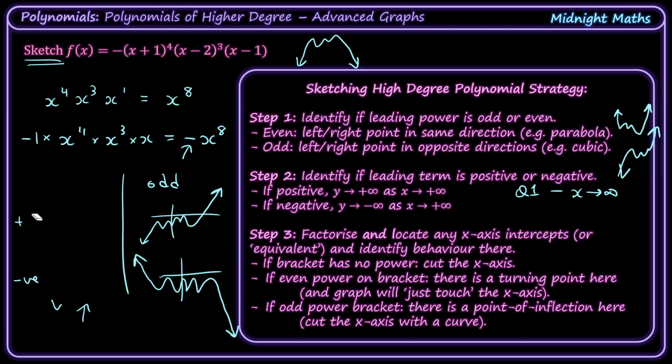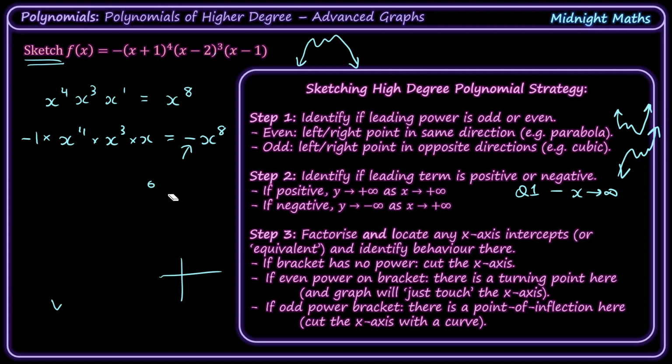All right, so hopefully that's making sense so far, because now we're up to the really fun part, which is identifying the specific behavior which happens at each of these little curvy bits. So this is based on the factorized form. So we have to make sure that what we're looking at is the factorized form for this step. What we look at is each individual bracket, which should correspond to an x-axis intercept from our null factor law. And then based on each bracket and based on the power of each bracket is what we'll decide happens at those x-axis intercepts.